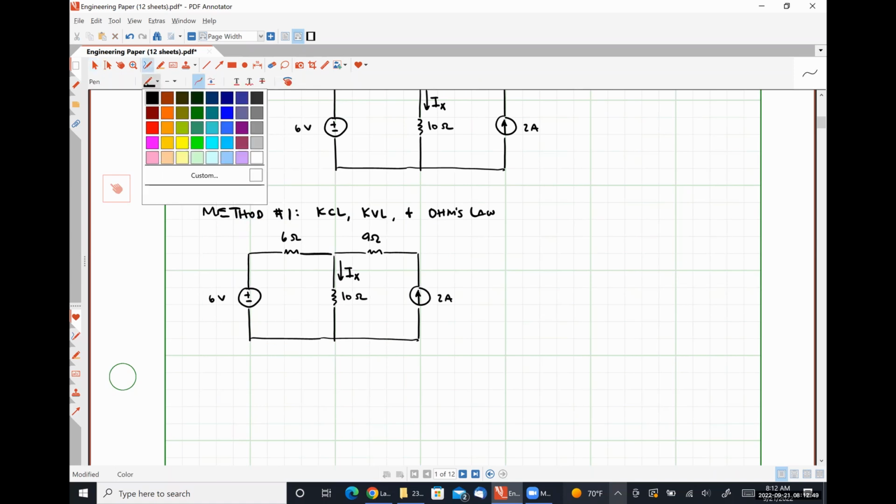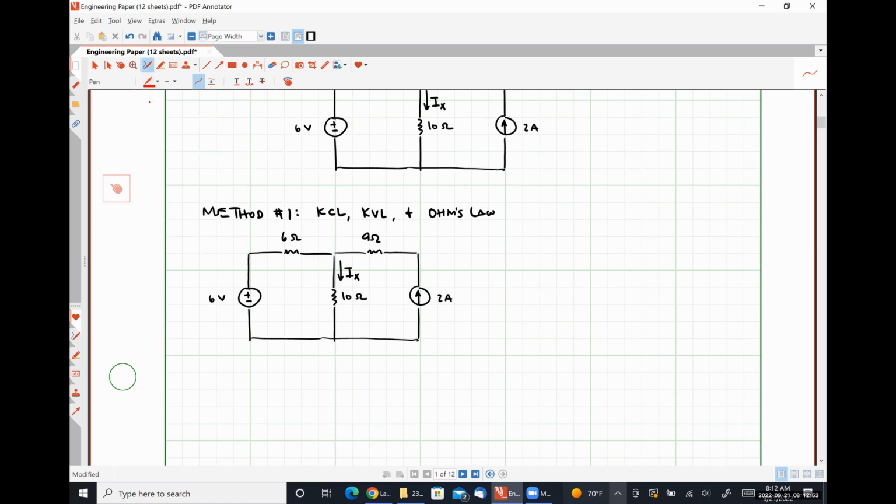As I said, we're going to take a kitchen sink style approach, and that means I'm just going to throw everything at it and we'll see what sticks. So I am going to arbitrarily decide that there is a voltage drop across the 6 ohm resistor, positive polarity on the left, negative polarity on the right, and I'm labeling it V6.